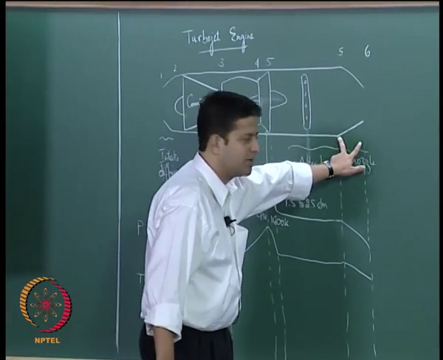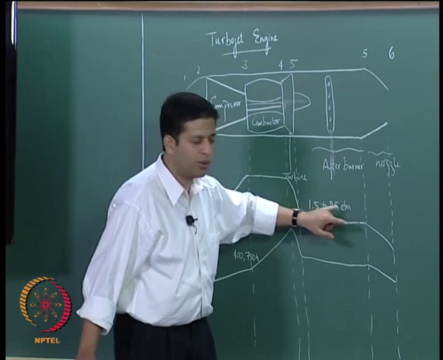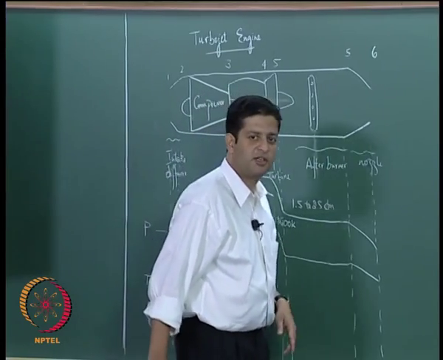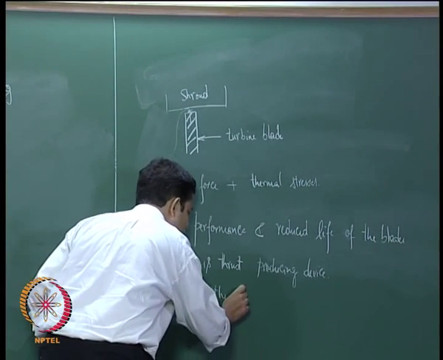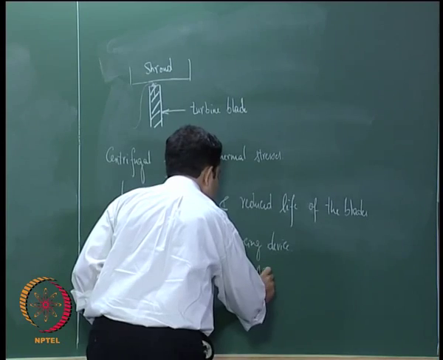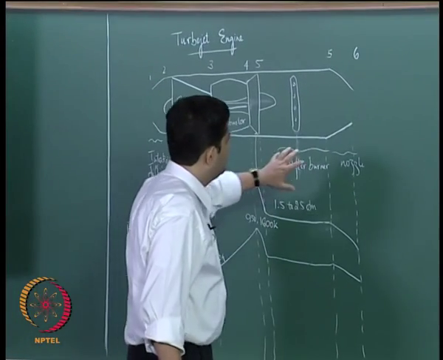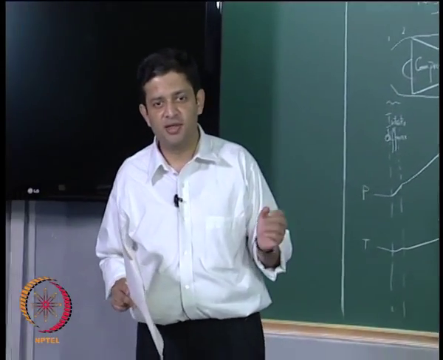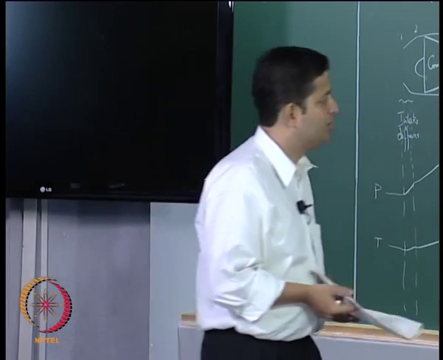That is, you only have a convergent portion here, and the reason for that is that the pressures at the exit of the turbine are very much lower and you don't have a large pressure ratio across the nozzle, so you end up using a convergent nozzle only. Now the flow at the end of the nozzle here is choked. What do we mean by that? The Mach number is 1, or the flow speed and the acoustic speed are the same.